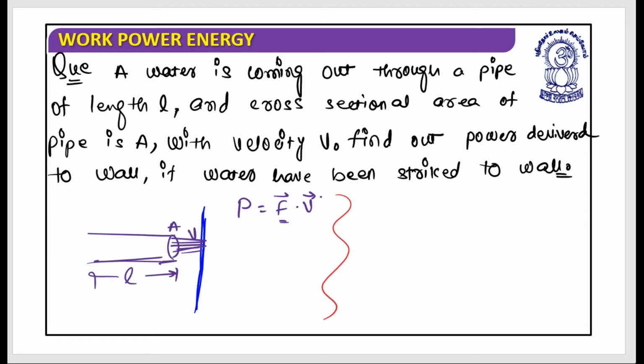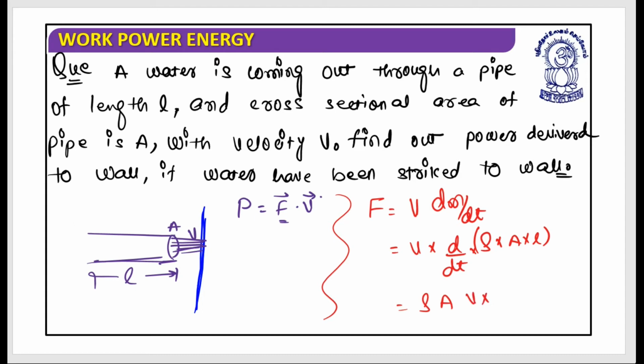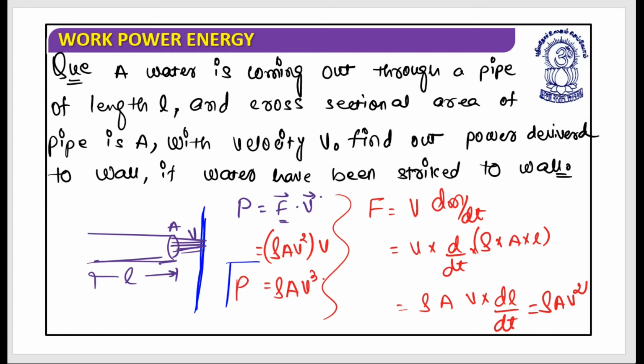We have done this previously in the laws of motion. We know that F is equal to V dm by dt. Now let's replace the mass by density into volume, and volume by area into length. So this is rho into A into V multiplied by dl by dt. This dl by dt would again be V, so it's rho A V square. So P is equal to rho A V square into V, which is rho A V cube. This is power. I hope this is clear. Any issues in this? Anything?